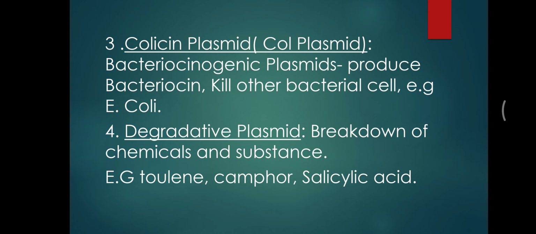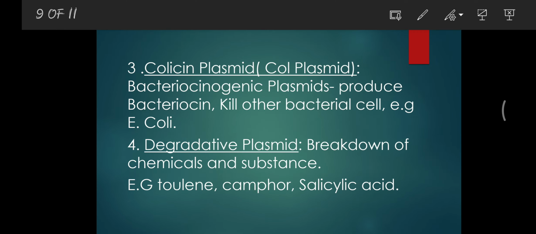Third one is the colicin plasmid. Colicin plasmids are also called as col plasmids because they are also known as bacteriocinogenic plasmid because they produce bacteriocin. They produce bacteriocins which have the ability to kill other bacterial cells which lack the bacteriocin. So these are the colicin plasmids, and these are generally present in the E. coli and thus named as col plasmids.